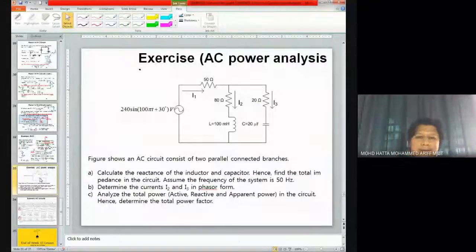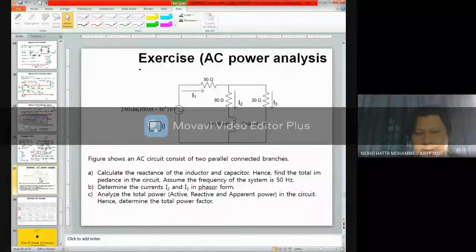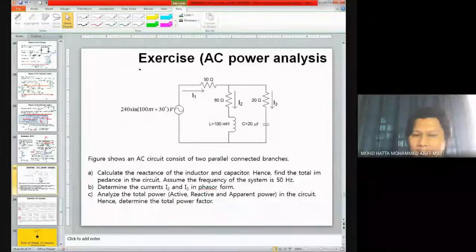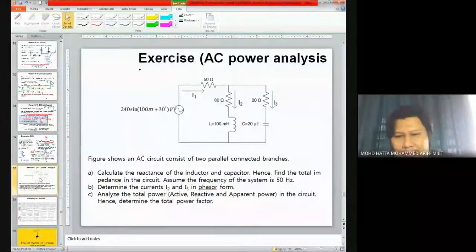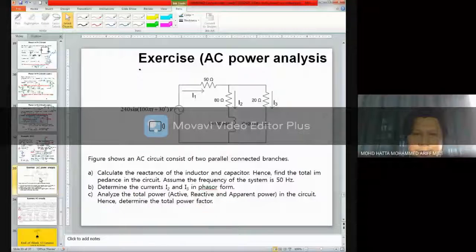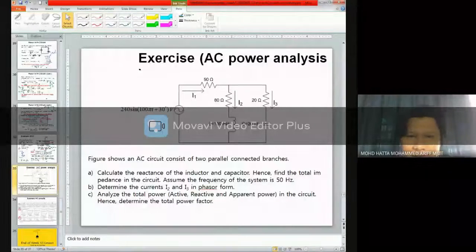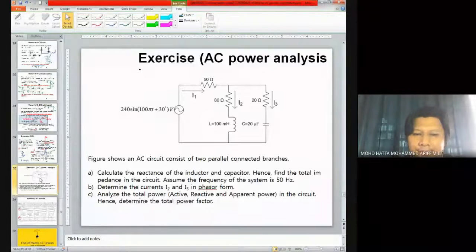So basically this is not an exercise. I would like to give you the solution over here. Later on, maybe we can get into the exercise. This kind of question is the typical question you've seen in your assessment. We have a parallel connected AC circuit, and from here we try to calculate the current, the powers, as well as the power factor.